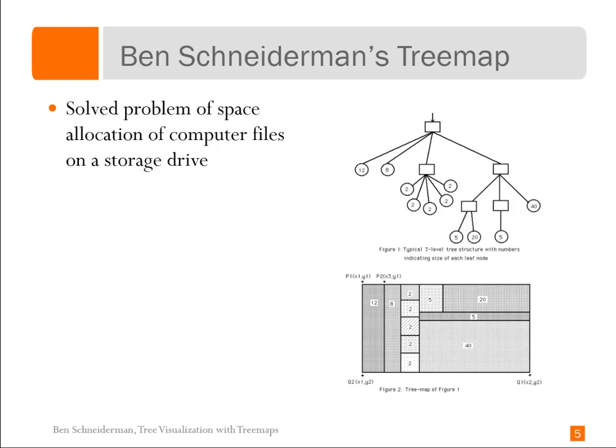So a couple of different iterations in solving this problem. In figure 1, you see a 3-level tree structure. The numbers indicate the size of each leaf node, so you can think about it as file size or folder size. How much space it is taking up is just labeled on the different nodes.